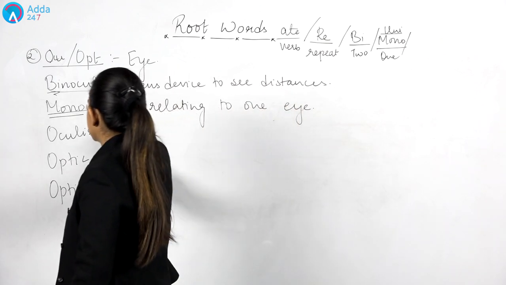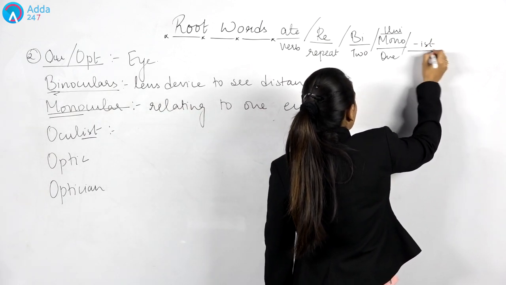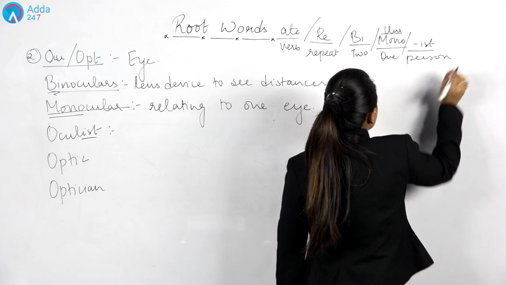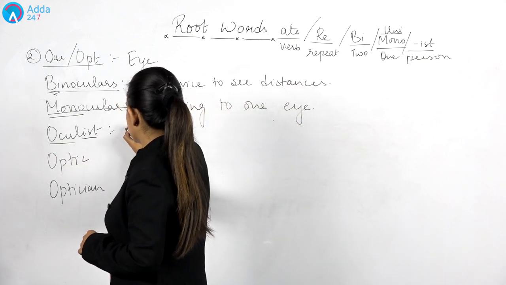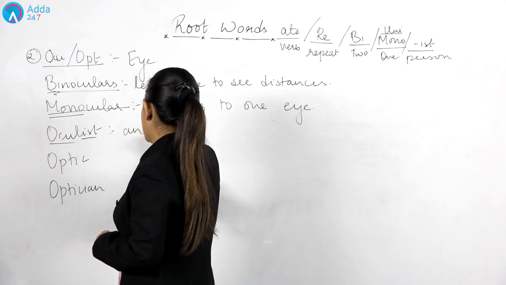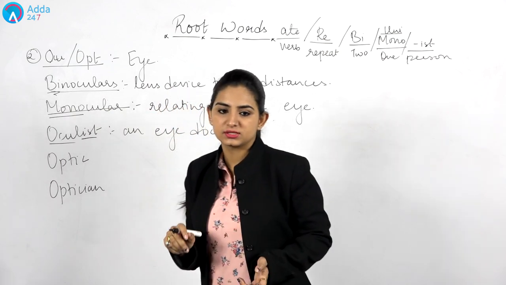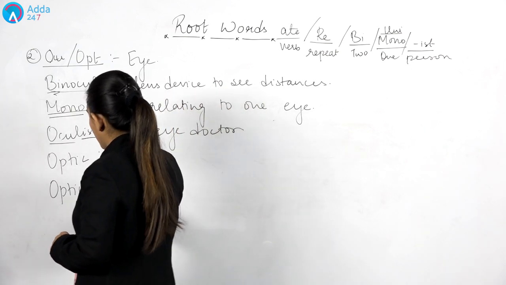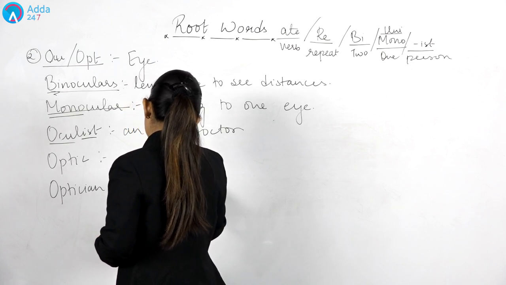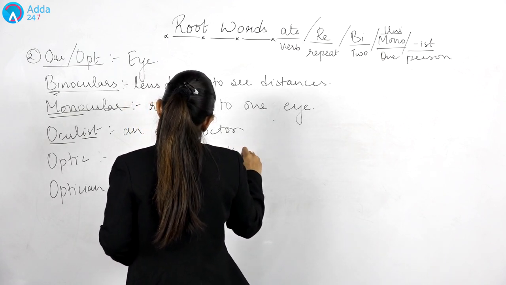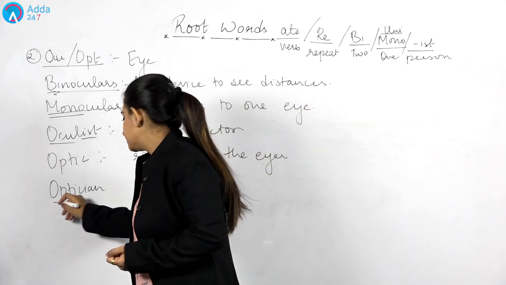Next is oculist. Now, wherever the word ends with IST, that will form only and only one thing, and that is your person. So oculist is actually a person that is related to the eye. So an eye doctor will be called an oculist. Next is optic. Again, optic is related to what? This means relating to the eyes. Anything that is relating to the eyes is what we mean by optic.